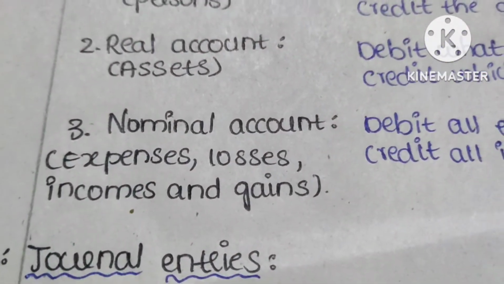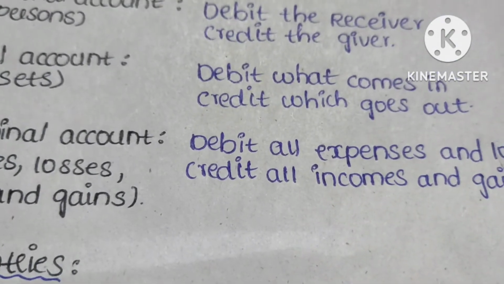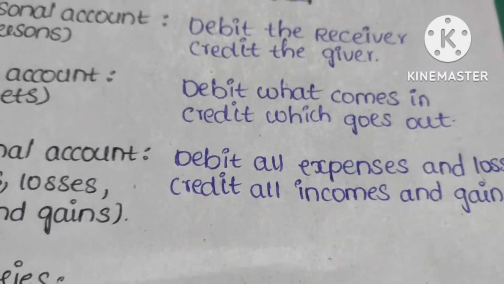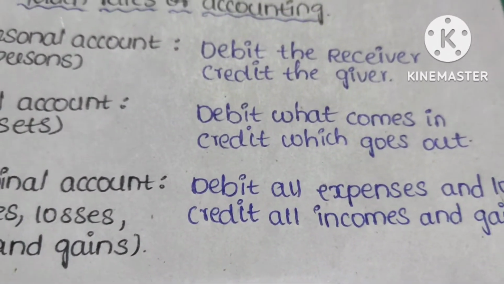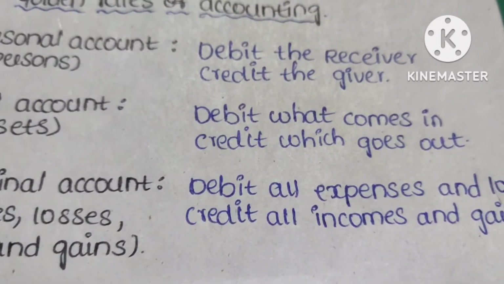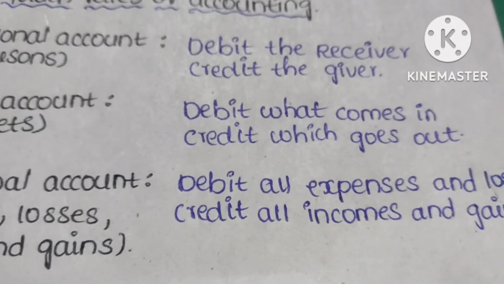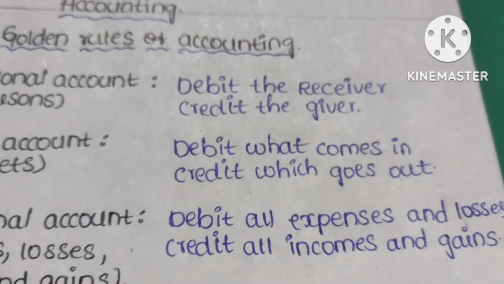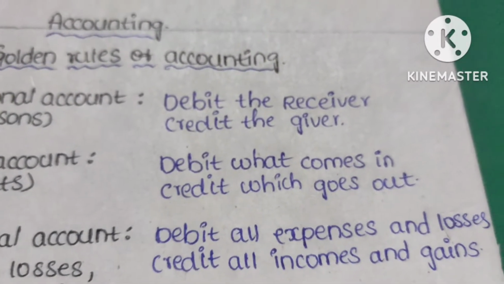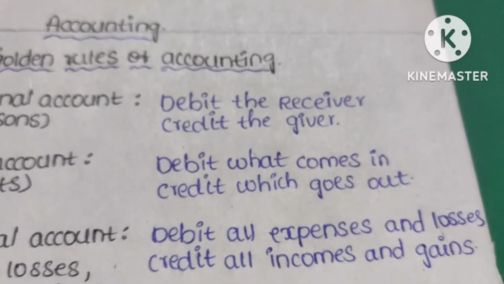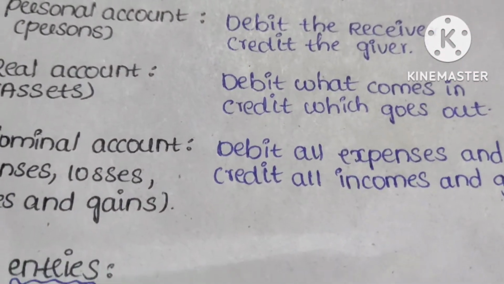And nominal account: debit all expenses and losses, credit all incomes and gains. If we incur many expenses in our business like wages, salaries, rent or some other expenses, those are all included as debit. And the many incomes and gains we earn are all included in the credit side of the nominal account.